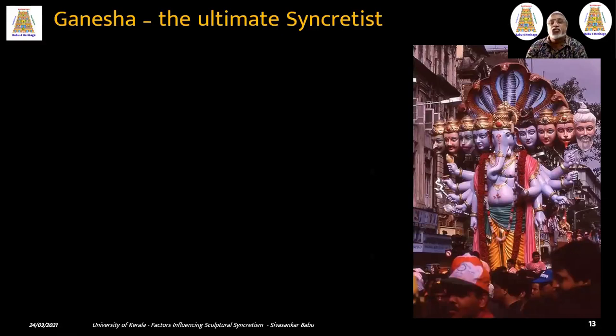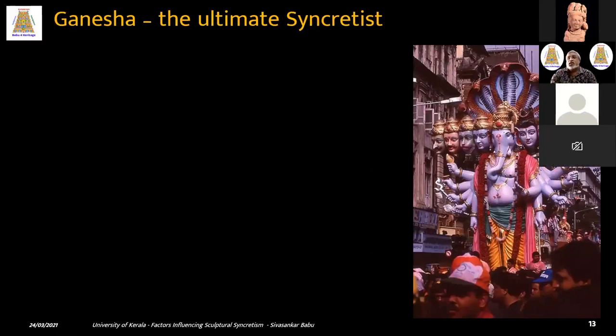When we talk about syncretism, so far we have covered what syncretism is, how religions have progressed, and what the various changes are. But it is not complete if you don't talk about Ganesha. He is the ultimate syncretist. So before we go into the next section, the factors affecting syncretism, I would like to have a brief look at Ganesha.